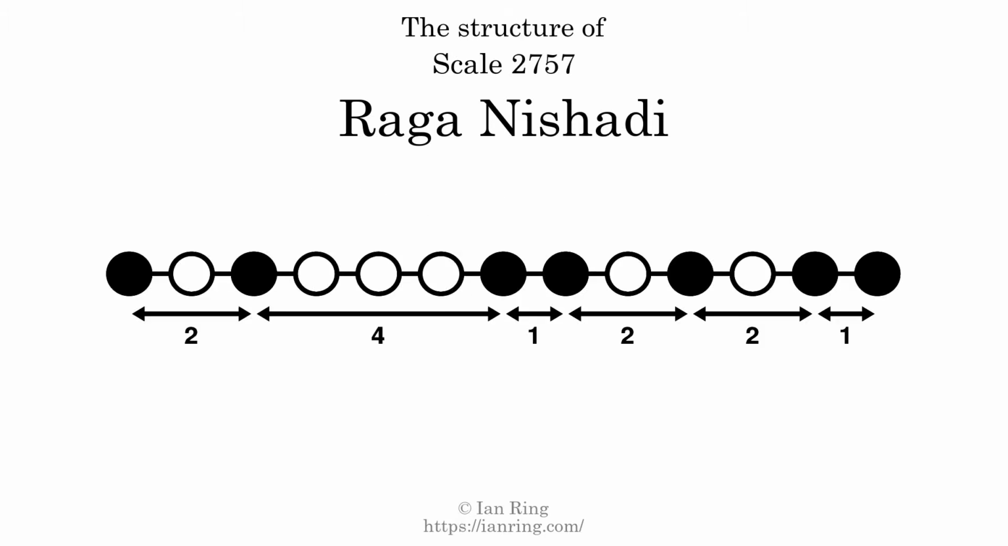The structure of a scale is a description of the interval distance between each successive tone. This scale has a structure of 241221.